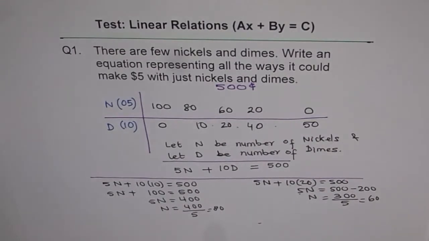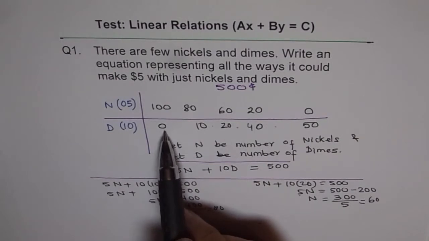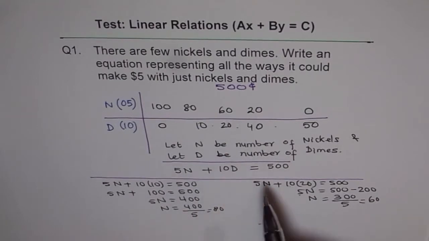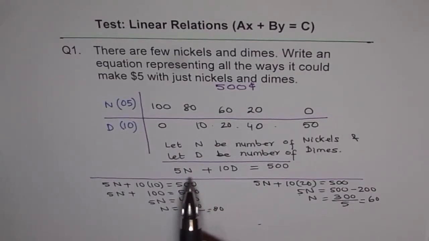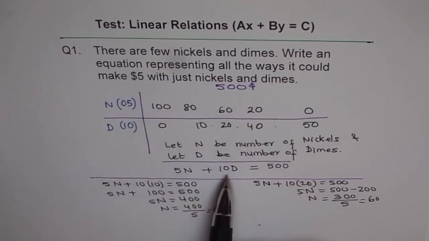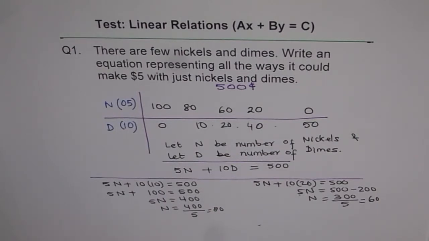Do you see that? Now you'll see a trend. As the number of dimes increases, the number of nickels decreases, and you'll find it to be linear. And that's how it is represented here by a linear equation. 5n plus 10d equals to 500. That's a linear equation which can represent this. And using this equation, we can write different ways in which we can make $5 using nickels and dimes, right?